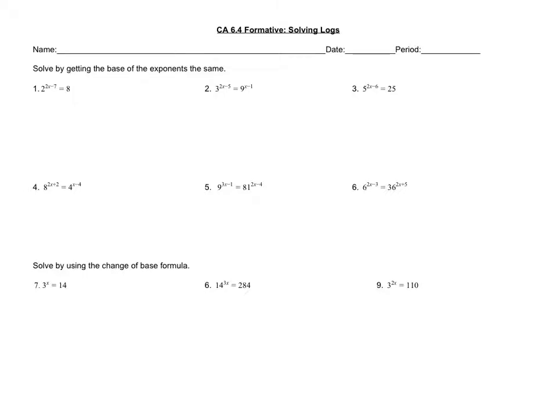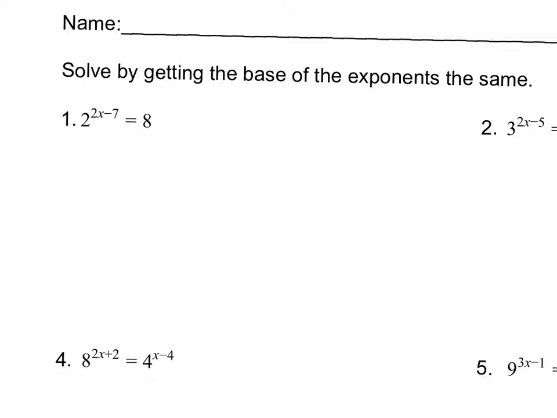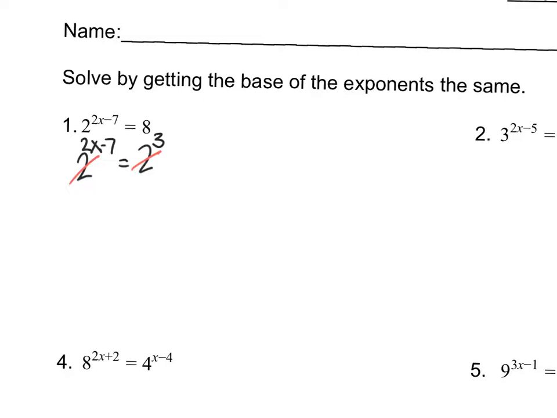Okay, we're going to start by getting the base of the exponents the same. So for number 1, the 2 is going to stay a 2. So 2 to the 2x minus 7 equals 2 to the third because 8 is 2 cubed. Drop the bases and solve the exponents. So 2x minus 7 equals 3, 2x equals 10, x equals 5.